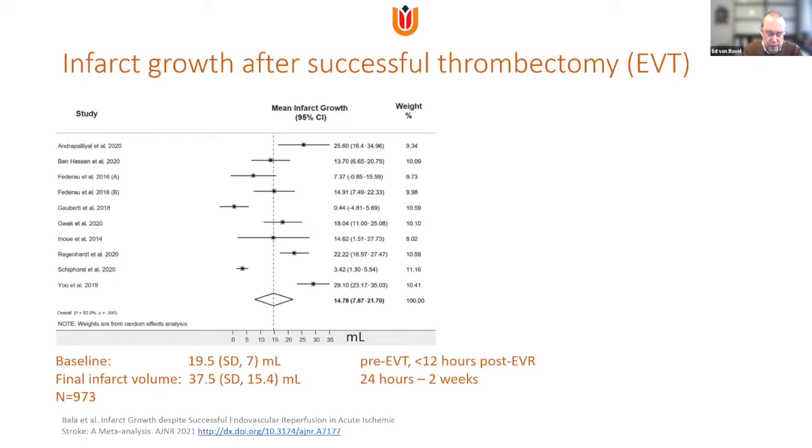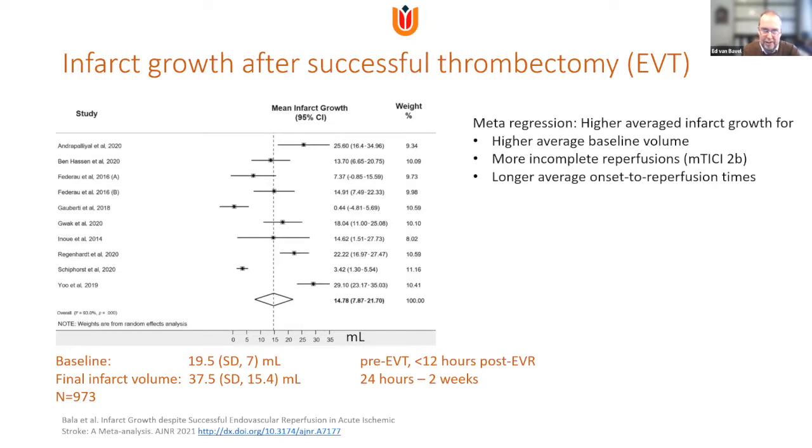And related to this, what we also see is that infarct appears to grow after the first day or the first week after this even successful intervention. This is a meta-analysis by the group of Bala. He looked at the infarct progression from 24 hours up to 2 weeks in several studies. And what came out of this study is that the infarct progression is actually quite huge. It goes from 19.5 to 37.5, so it doubles in this study. So infarct starts to progress even after we believe we have established a good recanalization.